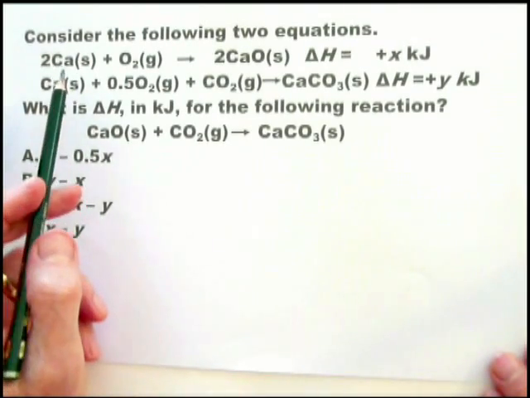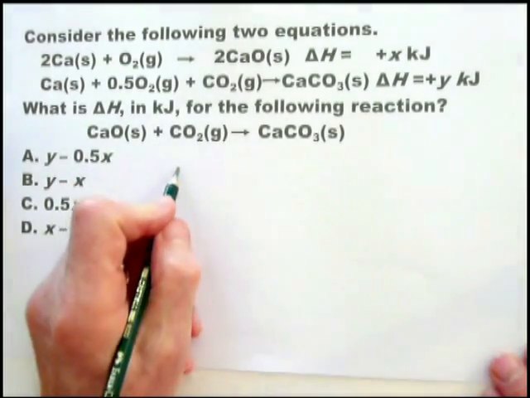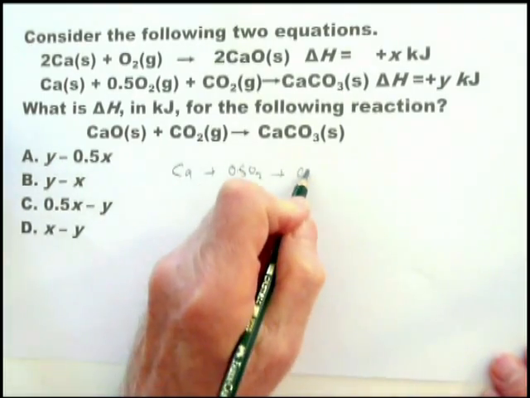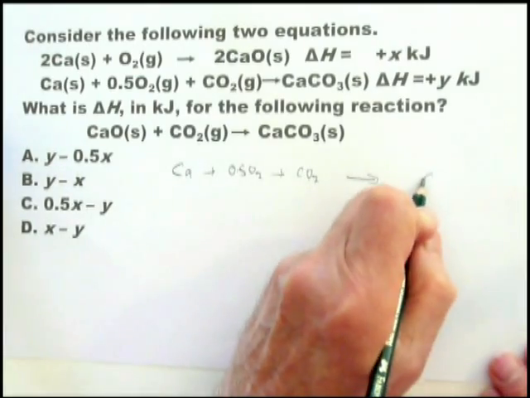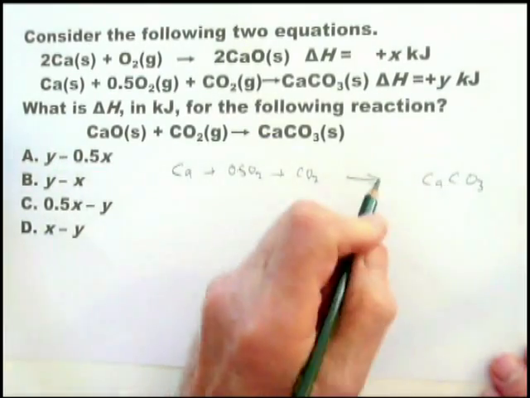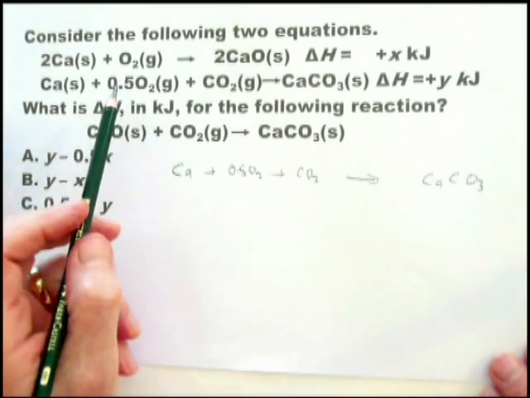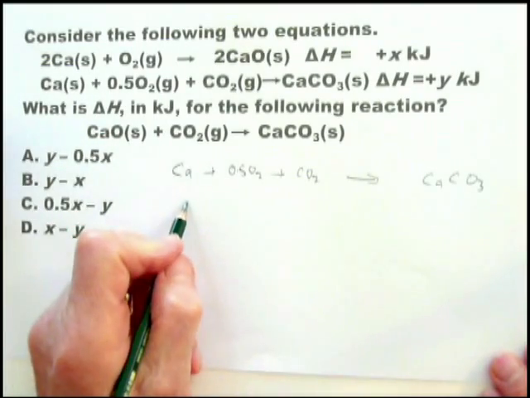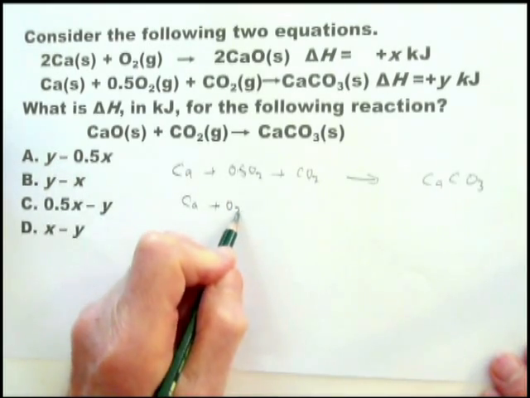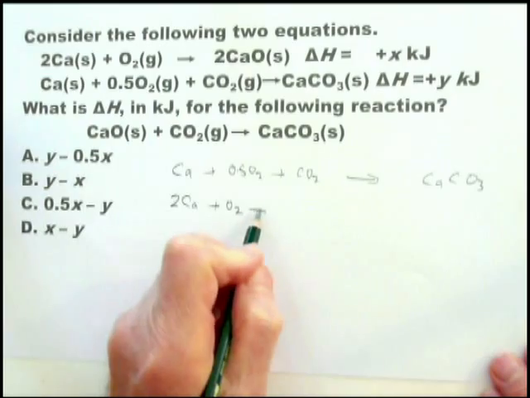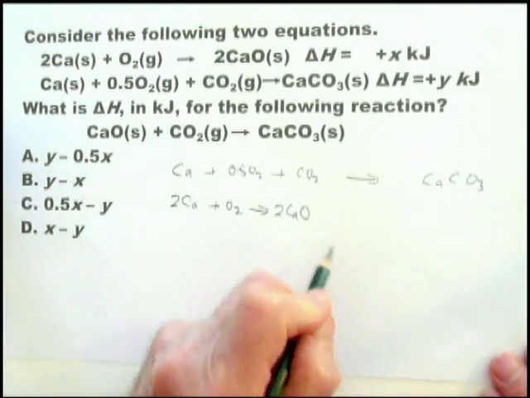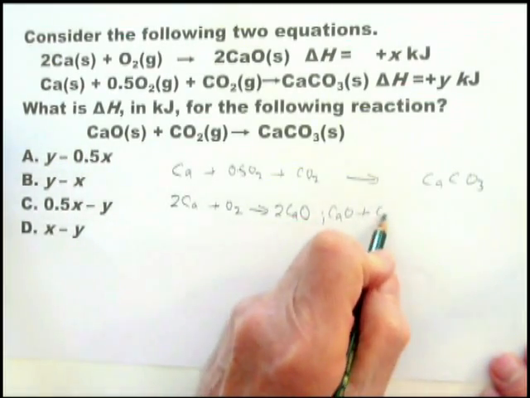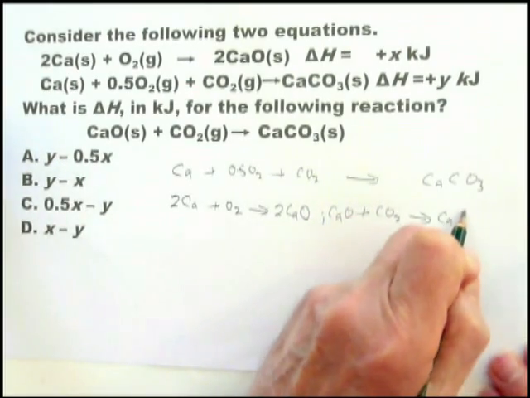I would start with this equation as the top one, Ca plus 0.5O2 plus CO2 goes to CaCO3. And then I would put the two that make up this one underneath it. So I would go to Ca plus O2, and there's two of those, goes to 2CaO, and then I go to this one, which is CaO plus CO2, goes to CaCO3.